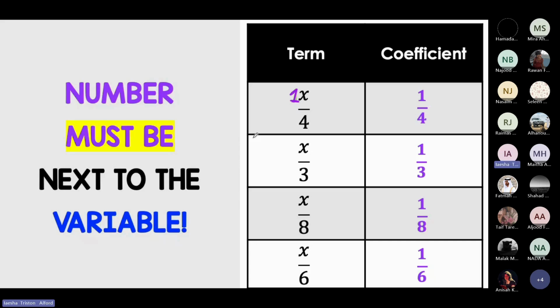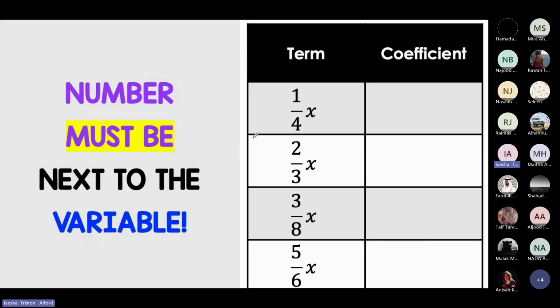Let's try another one. Here, what's your coefficient? Positive 1 over positive 4. Good. The next one, what's your coefficient? Positive 2 over positive 3. Fine. The next one, coefficient. Positive 3 over positive 8. Yeah. Anybody else want to try? What's the next coefficient? Positive 5 over positive 6. Okay.